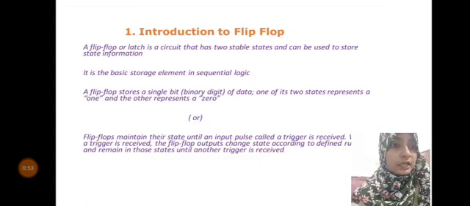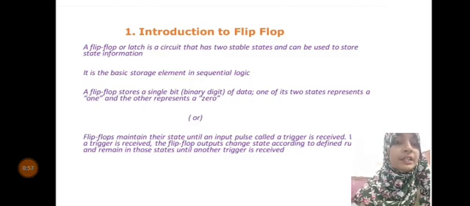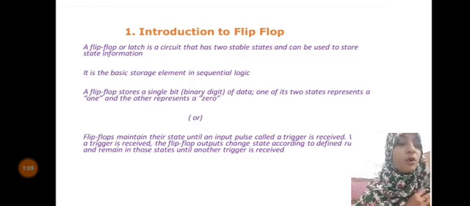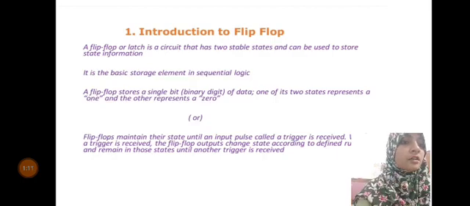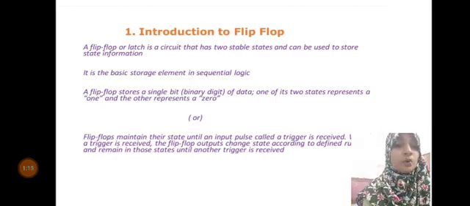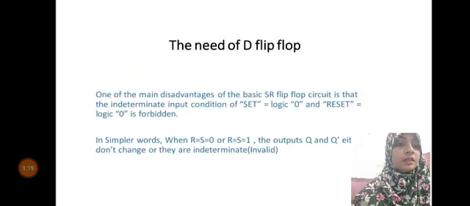One of its states represents a 1 and the other represents a 0. Flip-flops maintain their state until an input pulse called a trigger is received. When a trigger is received, the D flip-flop outputs change state according to a defined rule and remain in those states until another trigger is received. The need of D flip-flop.